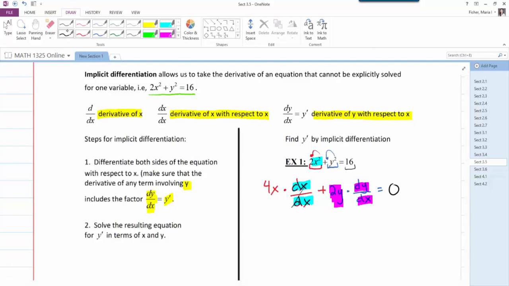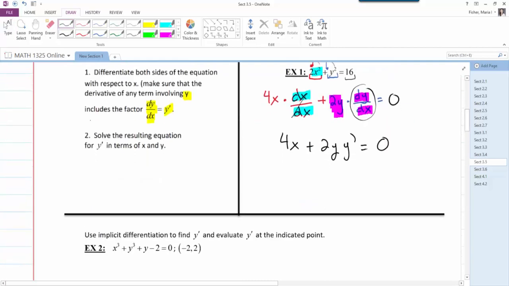So I'm just going to clean this up and rewrite this as 4x plus 2y. And instead of writing dy dx, I'm going to have y prime here. And the book uses y prime, so we want to kind of get used to the y prime. So step 1, differentiate both sides with respect to x. And for anything that you are taking the derivative of that is not an x term, make sure you write your y prime. Step 2, solve the resulting equation for y prime in terms of both x and y.